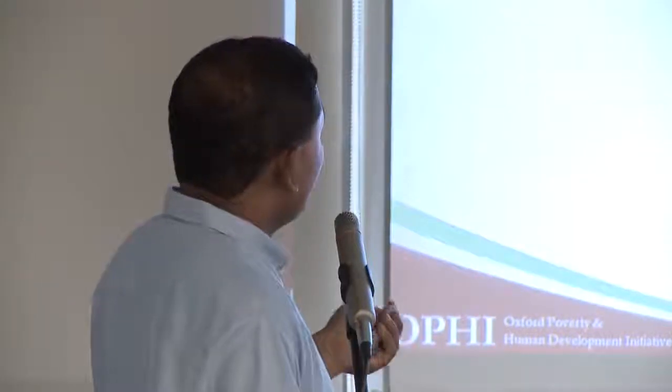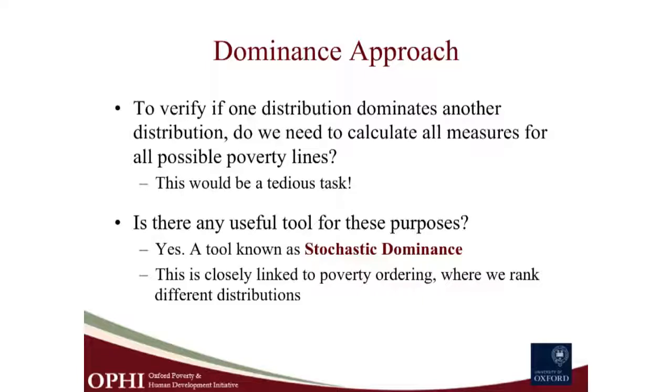So, to verify if one distribution dominates another, do we need to calculate all measures for all possible poverty lines? I mean, that is the way out we saw, right? We check every individual poverty line to see if it holds for everything and for all poverty measures. Is there a useful tool for such a purpose to avoid this tedious work? Yes, there is a tool called stochastic dominance that is used in poverty analysis, thanks to James Foster, Tony Shorrocks and also Tony Atkinson.